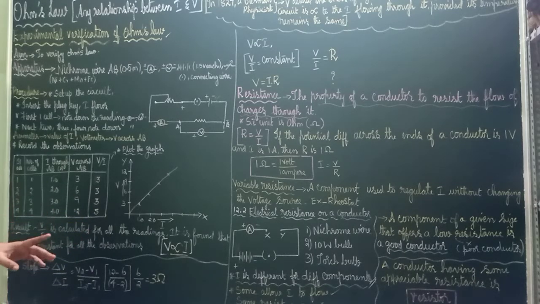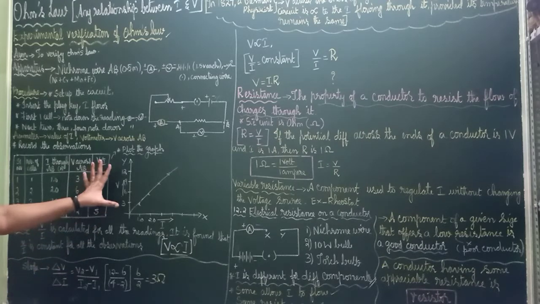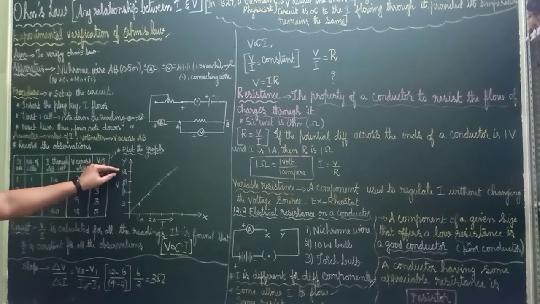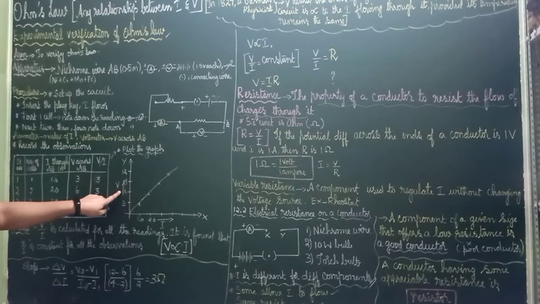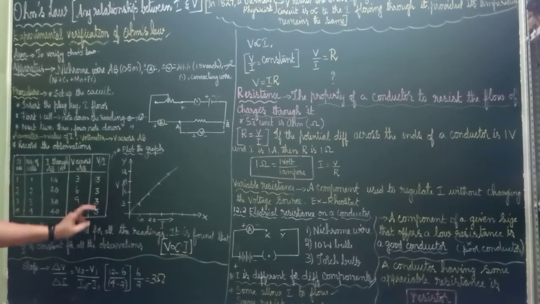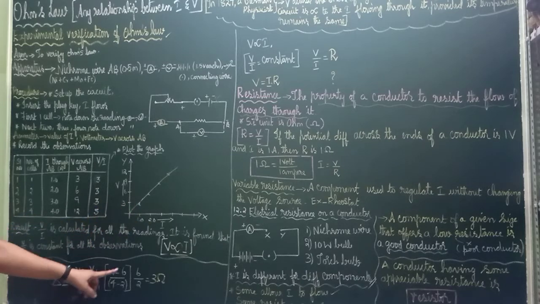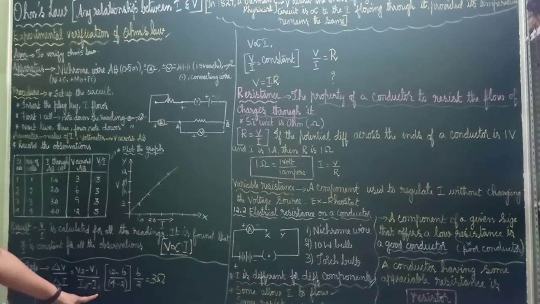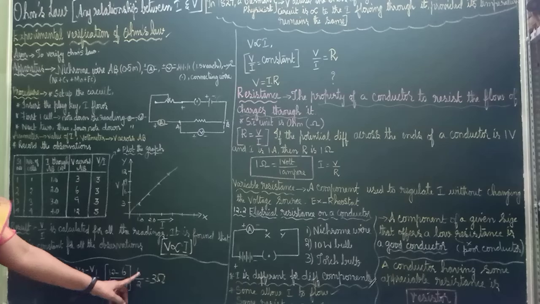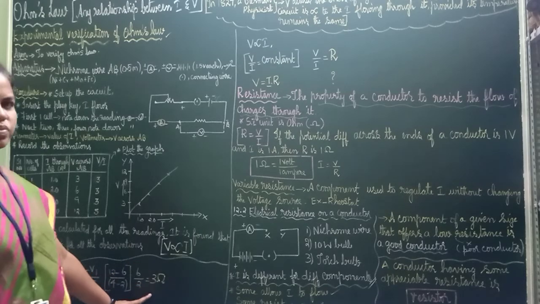In that case, the formula is slope is equal to delta V by delta I. See, any two values we can take. I am taking this value, 12 and 6. This is taken as V1 and this is taken as V2. So V2 minus V1, and the same way I1, I2. If you take two values, then you will subtract and you will get it. The value is 3 ohms.